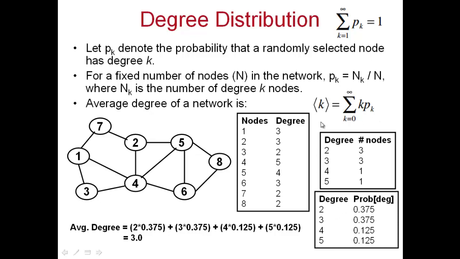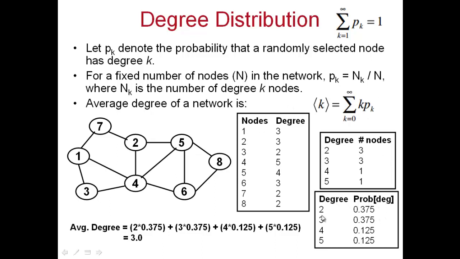From a statistics or math class, you should have come across this formula. Given the different values a distribution can take and the probability of observing those particular values, the average of those values can be determined using this formula. It is the sum over k equals 0 to infinity, where k is now the degree, so the different degree values that you can observe in the graph. So k times p_k, where p_k is the probability of finding nodes with a certain degree.